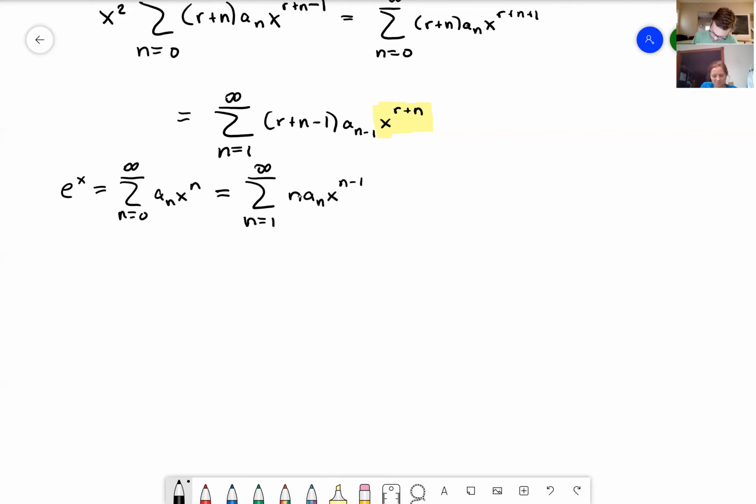But if we re-index this so that it starts from 0 instead, then n will be replaced with n minus 1. A n minus 1, x to the n. Now, what was useful about this is that now the coefficients line up. We have coefficients on x to the n here, and we have coefficients on x to the n here. And so by that previous fact that we talked about, a n is equal to n minus 1 times a.